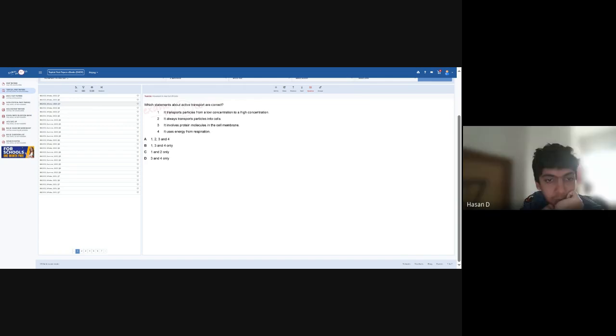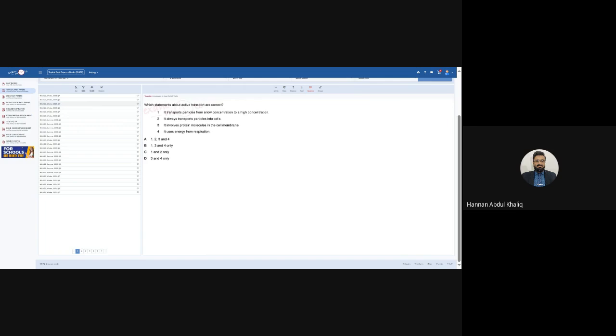So I know one and four are correct. Particles into the cells, and it involves protein molecules in the cell membrane. Okay. One thing is just my mistake that I didn't tell you. The first statement, that it always transports particles into the cell, is totally wrong. But remember that whenever you are doing active transport, you have to carry those molecules. And if you are carrying those molecules, obviously you need to use the carrier proteins. So obviously the protein molecules in the cell membrane are involved.